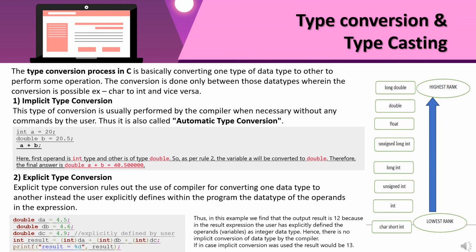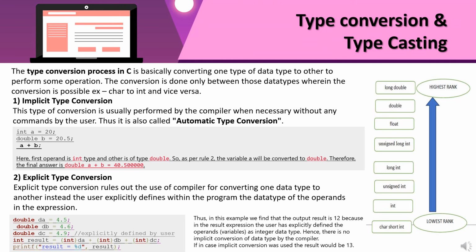The next one is explicit type conversion. In this process, also called typecasting, it is user defined. Here the user can typecast the result to make it of a particular data type. Explicit type conversion rules out the use of the compiler for converting one data type to another. Instead, the user explicitly defines within the program the data type of the operands in the expression.